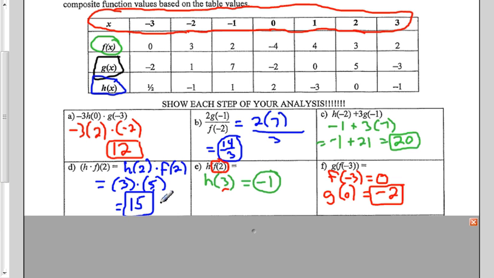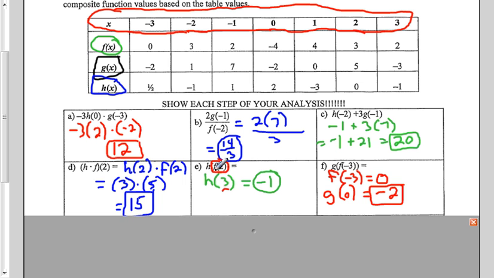Okay, let's slide down to the next three. This is just another way of writing h of 2 times f of 2. I think it's easier writing it in this format. So h of 2 is 3, f of 2 is 5, then just 3 times 5 is 15.